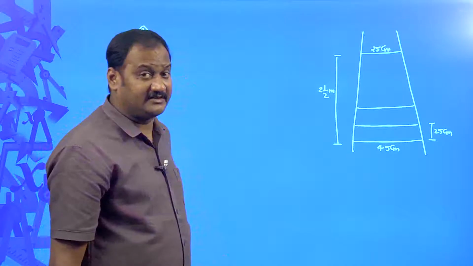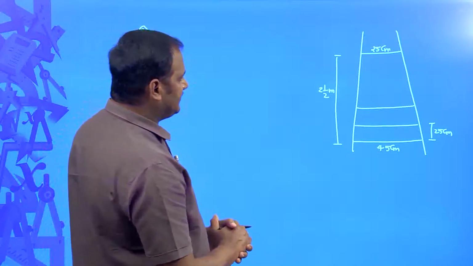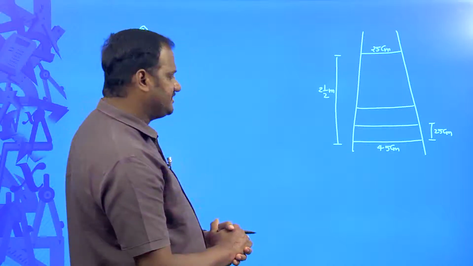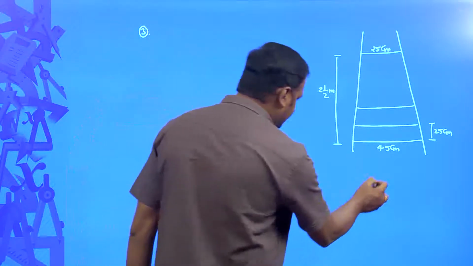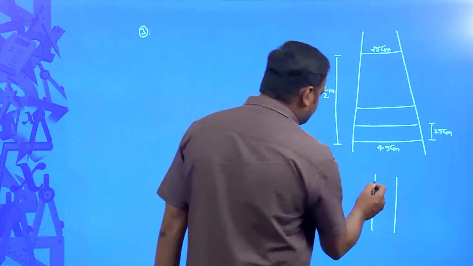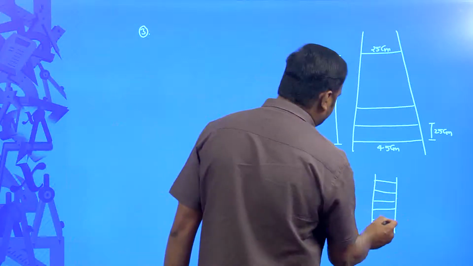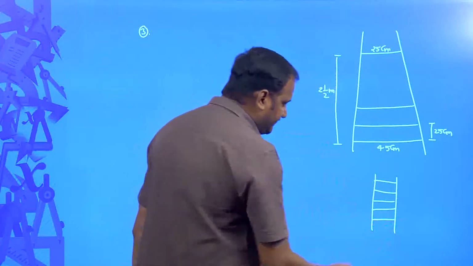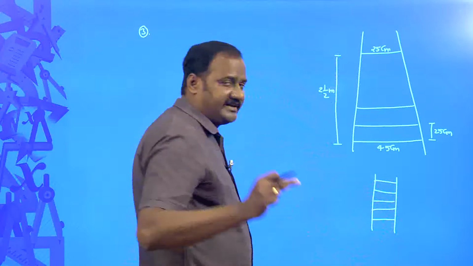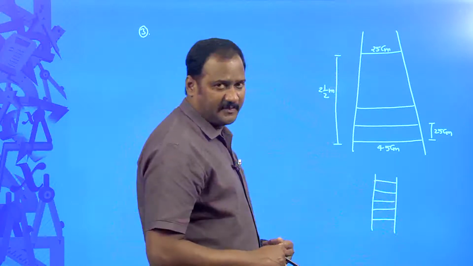Find out the length of the wood required for the rungs. See here, you can understand this problem easily. For example, you have a ladder like this, okay. I am just taking the ladder. This is the first rung, this is second rung, this is third rung, this is fourth rung, this is fifth rung. See, if there are 5 rungs, then how many gaps are there? If there are 5 rungs, the number of gaps is equal to 4.